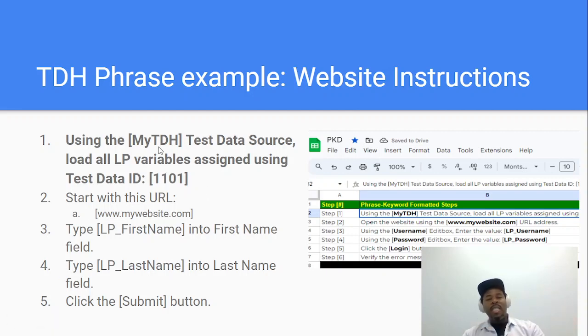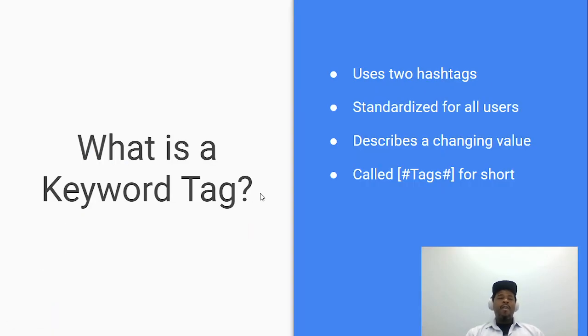We can just load the TDH, and that row will load, and all of those local parameters or LP variables will be available to all the subsequent steps in our test flow. So any step that is in our flow can reference any data that's in our TDH by using LP underscore and that data element's name. All right, moving right along.